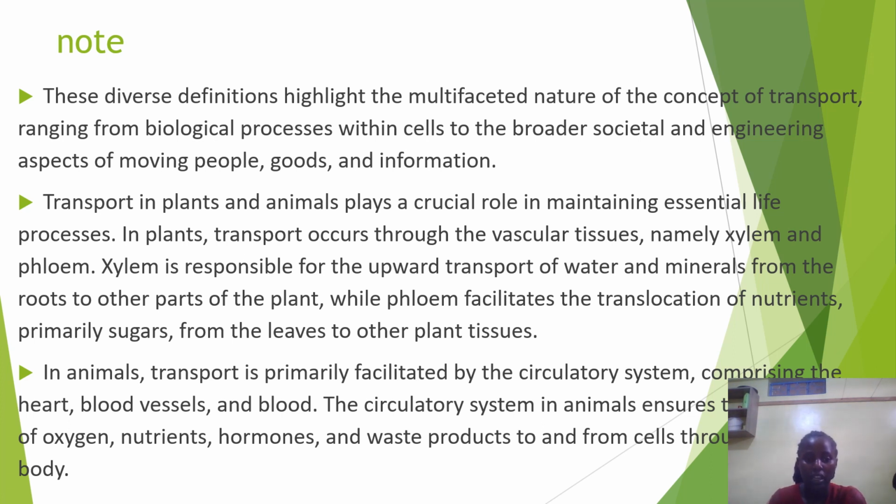Now let's look at animals. Transport is primarily facilitated by the circulatory system, comprising the heart, blood vessels, and blood. The circulatory system in animals ensures that animals have enough oxygen, nutrients, hormones, and that waste products are carried to and from the cells through the body.